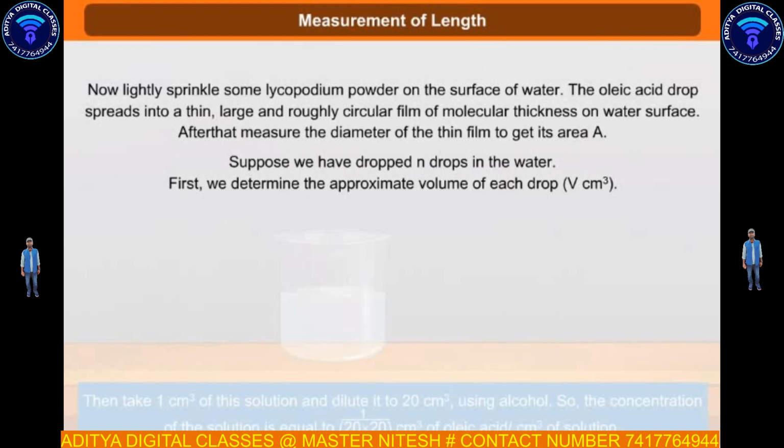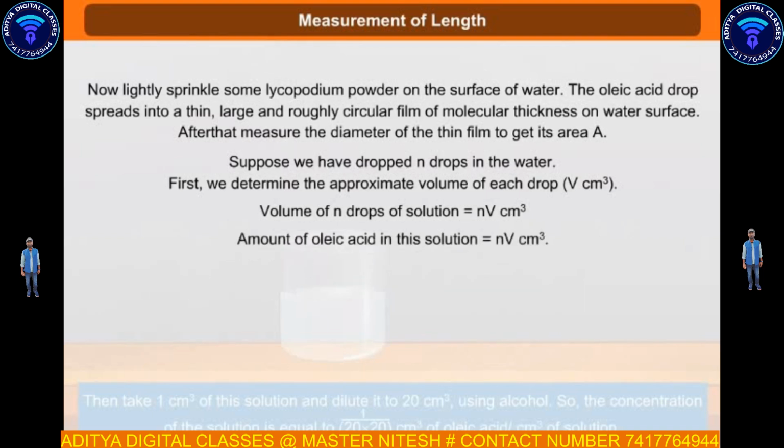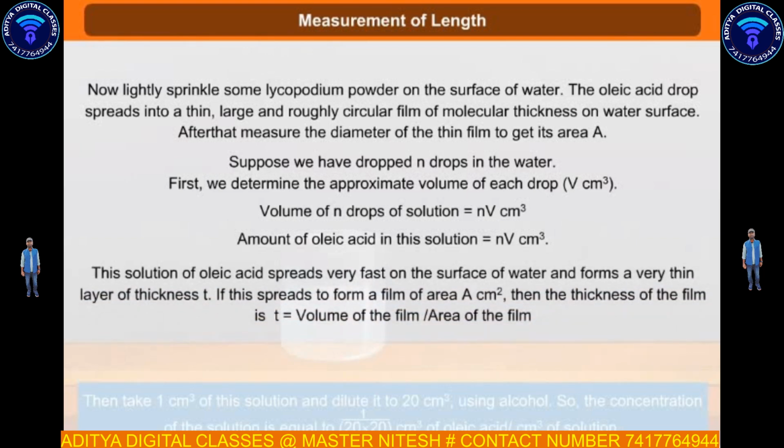First, we determine the approximate volume of each drop, V centimeter cube. Volume of n drops of solution is equal to nV centimeters cube. So, the amount of oleic acid in this solution is equal to nV centimeters cube. This solution of oleic acid spreads very fast on the surface of water and forms a very thin layer of thickness t.